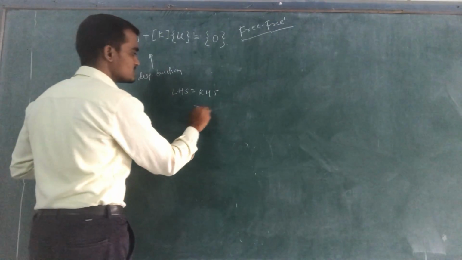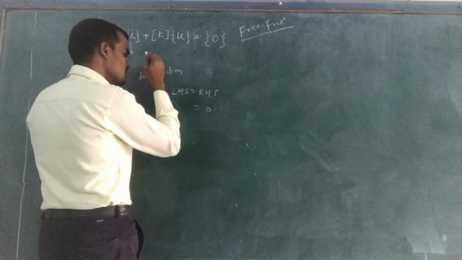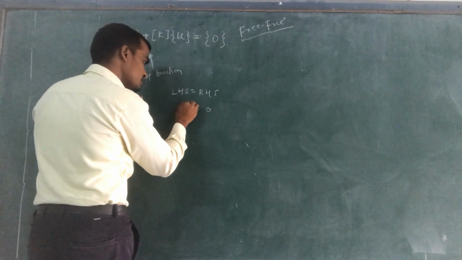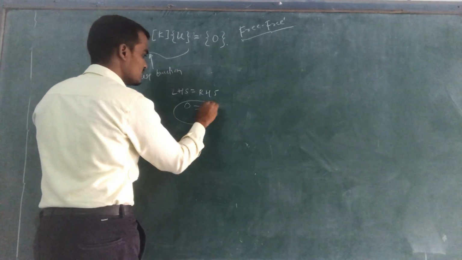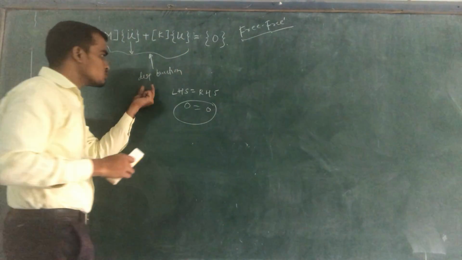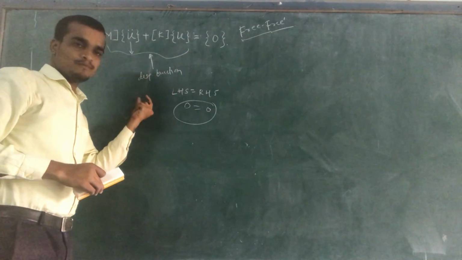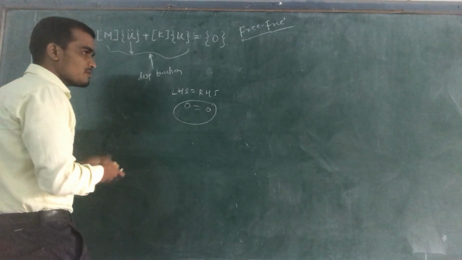Here RHS is equal to 0. If we put our displacement function into this equation, then we must get this total term equal to 0. Then and only then will this equation be satisfied, and we can say that the solution satisfies this equation.